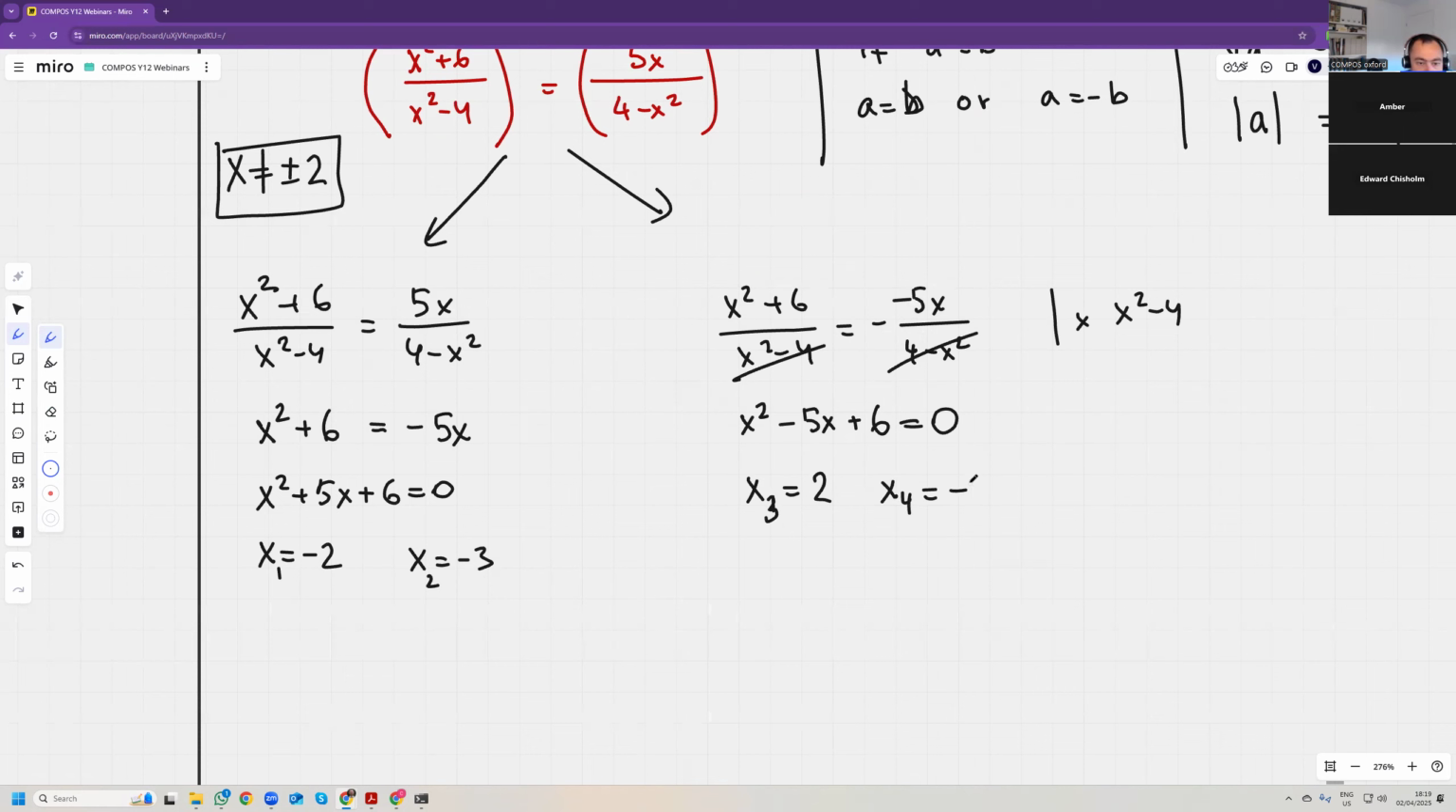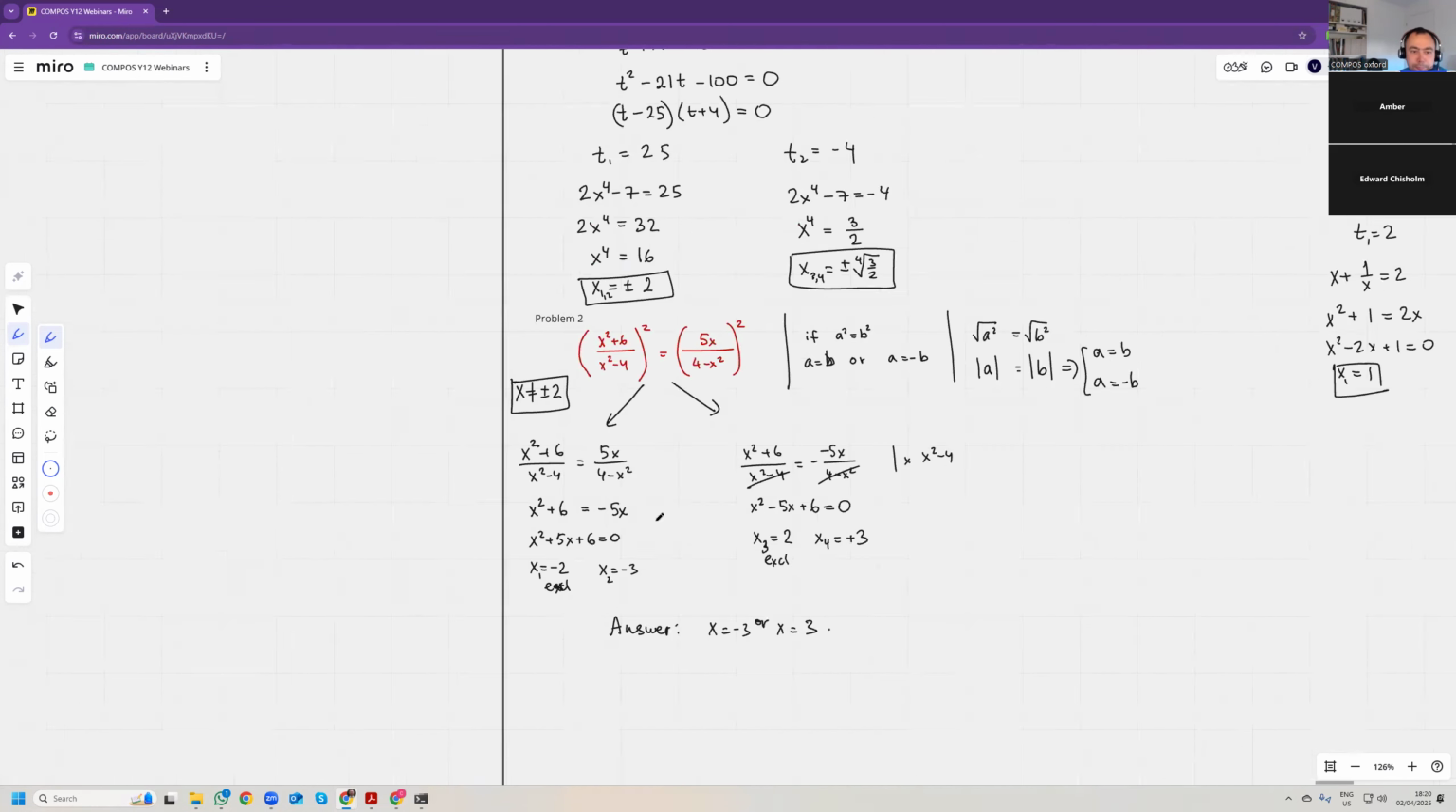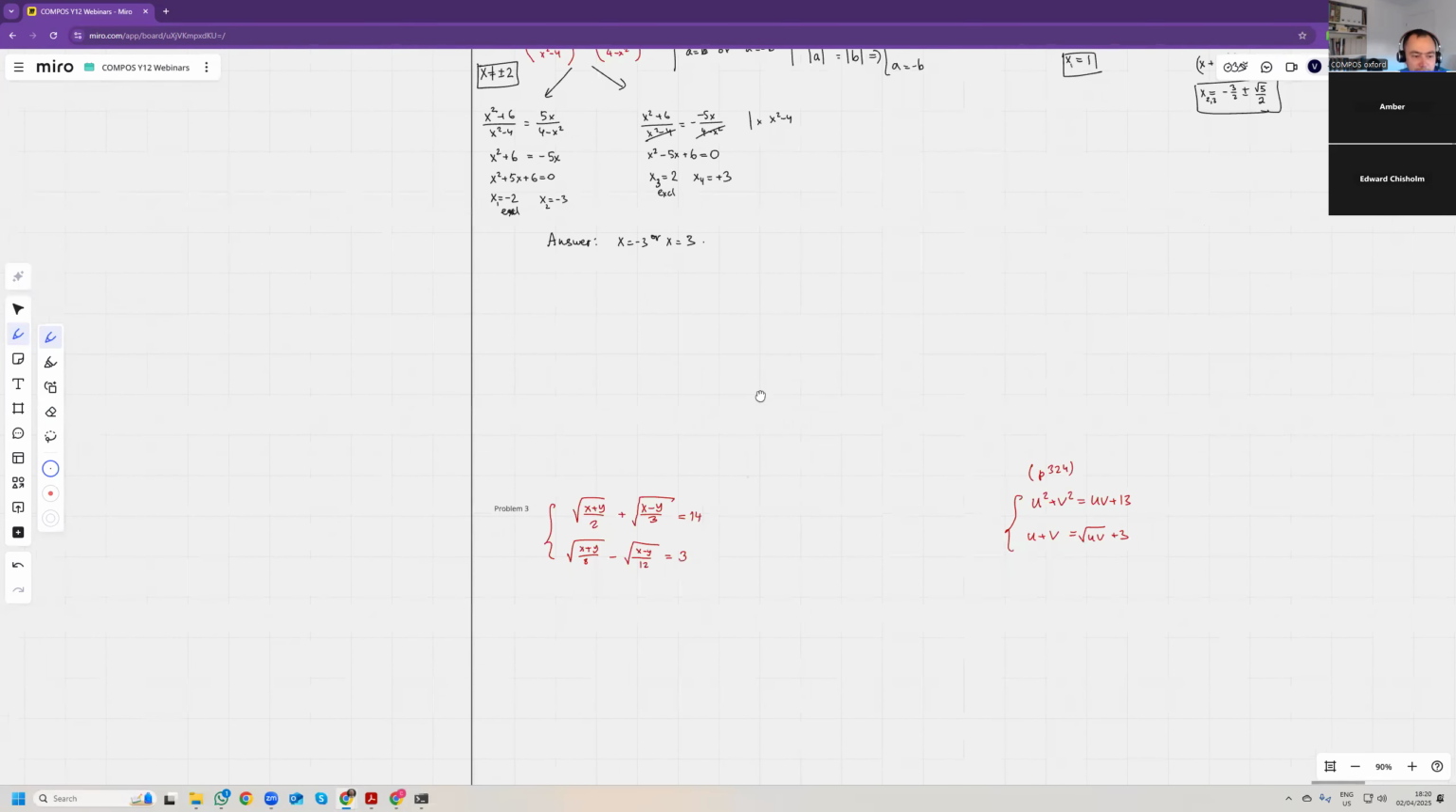x4 is 3. However, we remember that x is not 2 or minus 2, because then the equation is impossible. So we have to exclude these. So the answer is x equals minus 3 and x equals 3. That's it. Hope that makes sense. Let's move on.